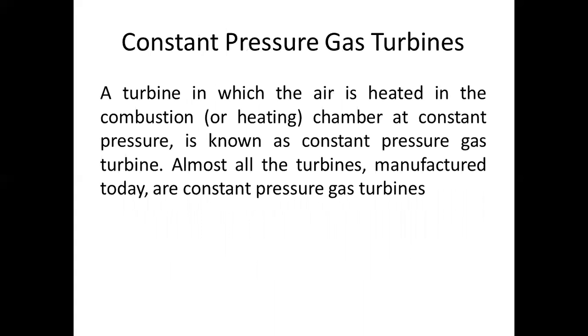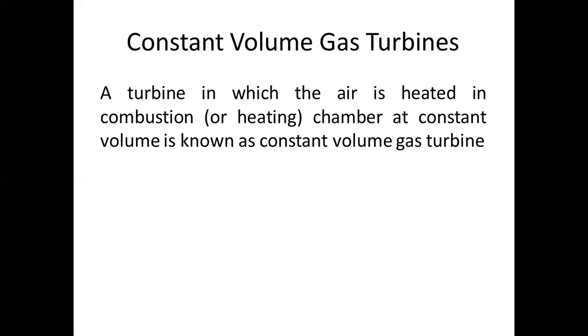Constant pressure gas turbine. A turbine in which the air is heated in the combustion chamber at constant pressure is known as constant pressure gas turbine. Almost all turbines manufactured today are constant pressure gas turbines. Constant volume gas turbines. A turbine in which the air is heated in the combustion chamber at constant volume is known as constant volume gas turbine. These turbines are not used on commercial basis, though they have academic importance only.